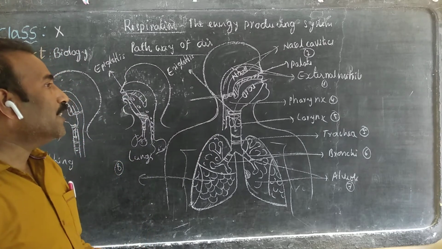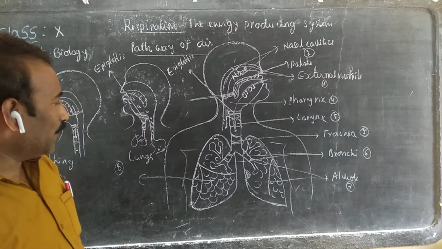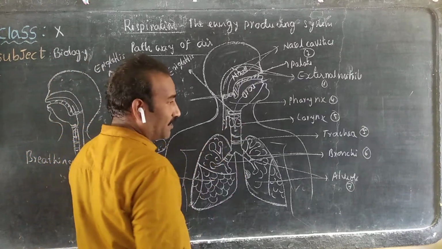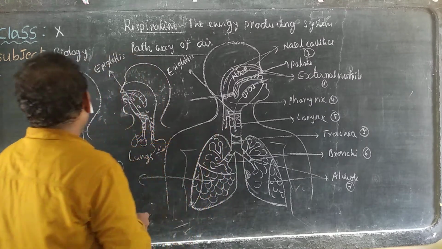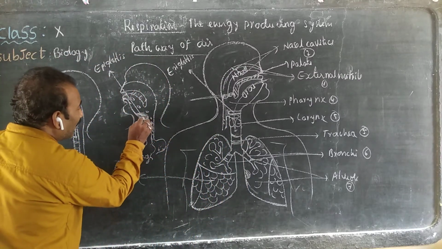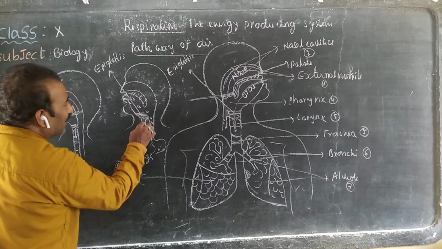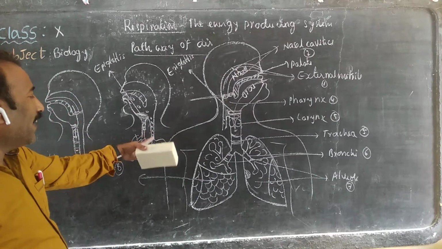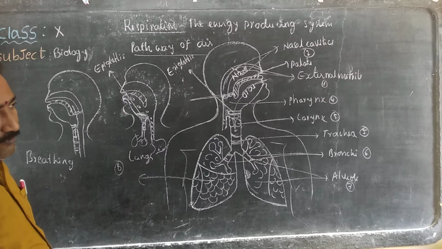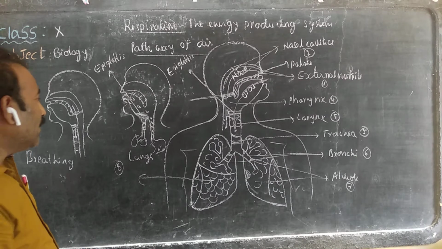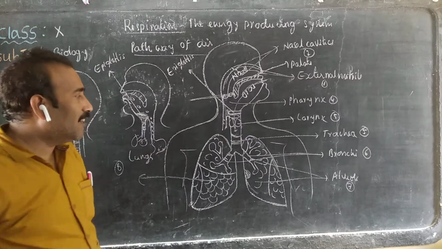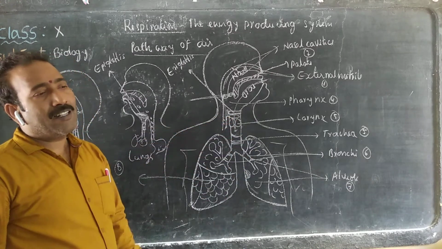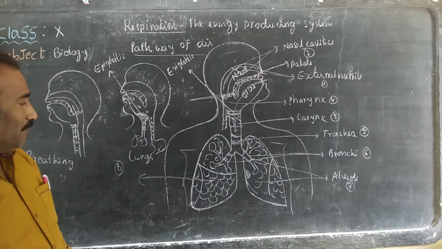Suppose some people are talking with others while having the food. At that time, suppose we swallow the food, this epiglottis is covering the trachea. Then food passes into the esophagus and the stomach. If we have not swallowed, then what will happen? It opens or moves away from the trachea, then allows the flow of the air.